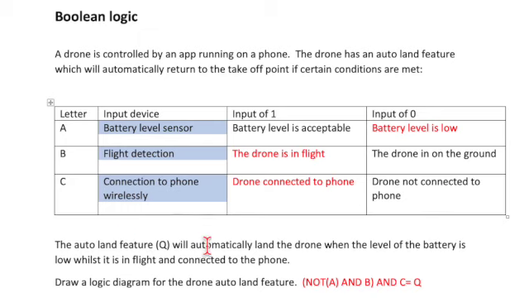The auto land feature will automatically land the drone when the level of the battery is low whilst it is in flight and is connected to the phone. Draw the logic diagram for the auto land feature.